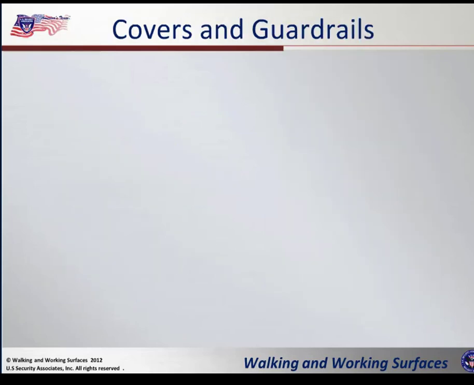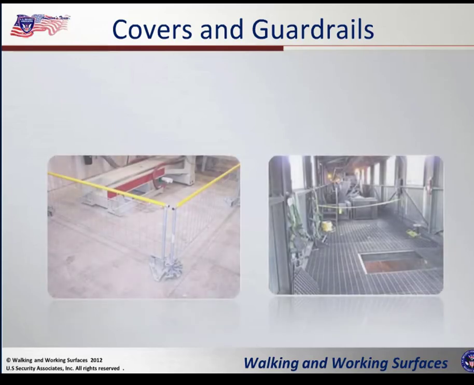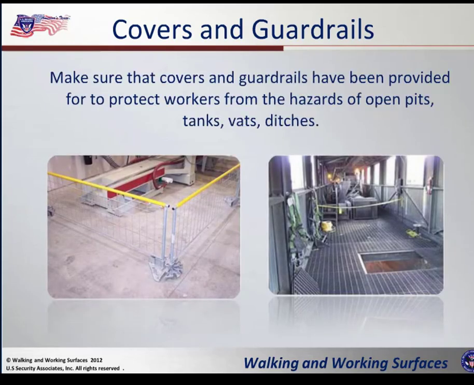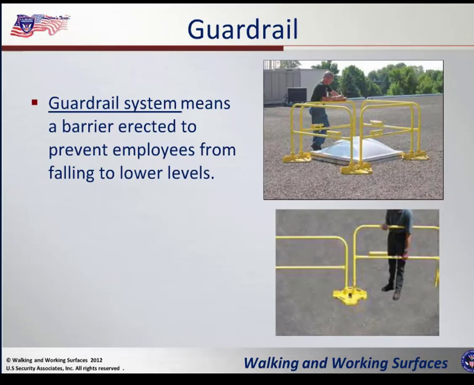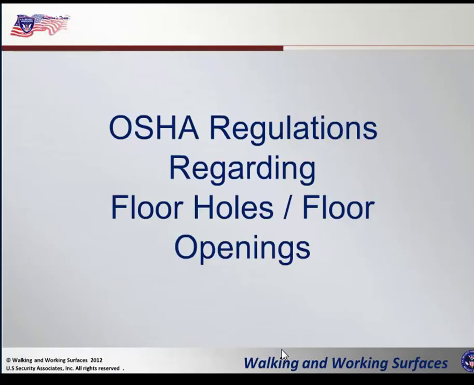Now let's move on and talk about covers and guardrails. What can you do? The first thing you need to do is ensure that covers and guardrails have been provided, again to protect the workers from any hazards of open pits, tanks, vats, or ditches. Guardrails: we put up guardrails to prevent people from falling to a lower level. Now let's take a look at OSHA regulations regarding floor holes and floor openings.